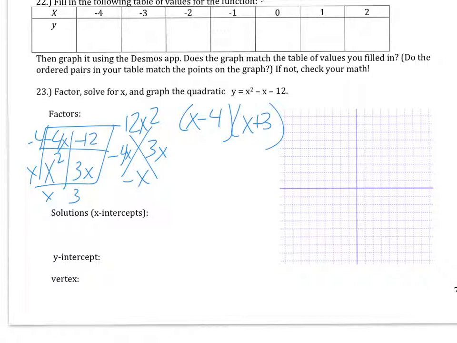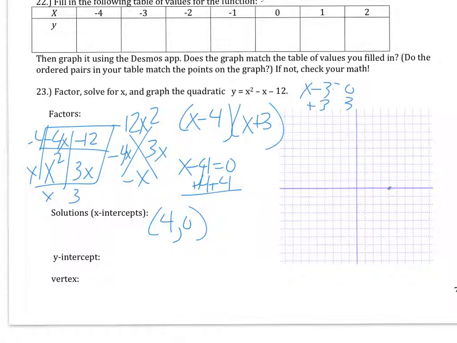Once we know these factors, we can find the x-intercepts by setting them equal to 0. If we take x minus 4 equals 0, that will give us a positive 4. So one of the x-intercepts is 4, 0, which I'm going to plot. The other, take x plus 3 equals 0. I'm sorry, I got that backwards. This is plus, so we're going to subtract 3 from both sides. So we'll have negative 3, 0. So we have our two x-intercept points.